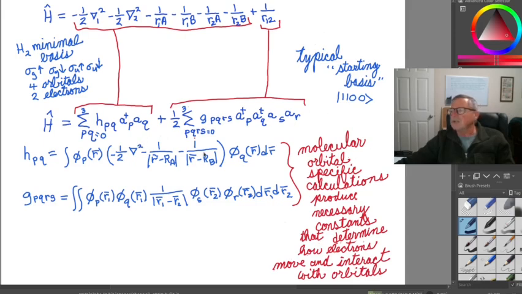Now the good news is this second quantization sets us up for quantum computing and converting all these things to qubits. So that's where we're headed next. Well, into the computing area.